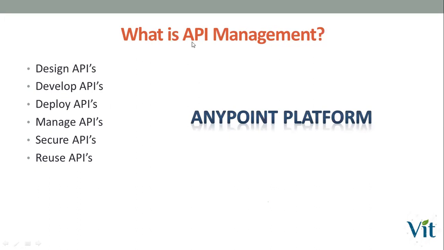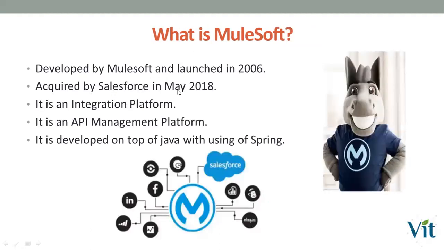If you go with other ESBs or middleware technologies, you need a separate software for each: you have to purchase at least three or four, one for designing, one for development, one for deployment, and different tools for security. They don't have the flexibility to provide this many features, but MuleSoft does: design, develop, deploy, manage, secure, and reuse APIs, everything is done in Anypoint Platform. That is called API management. That's why I told you it is an integration platform and an API management platform.